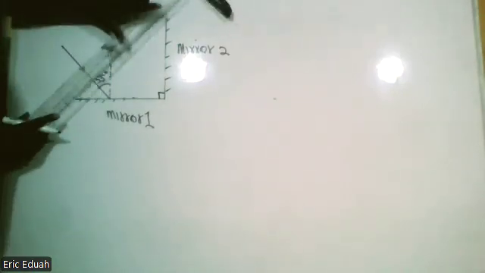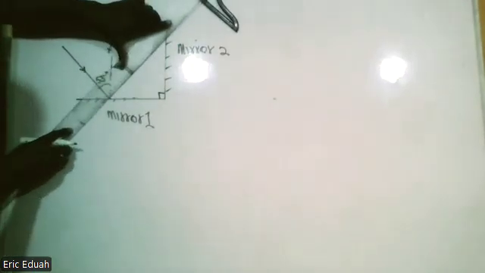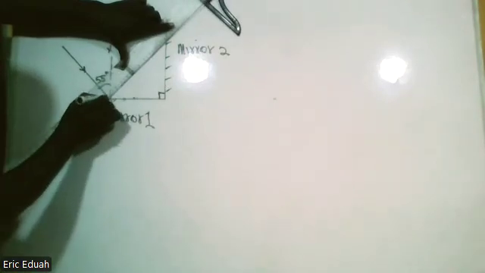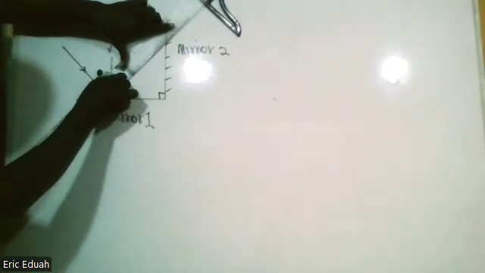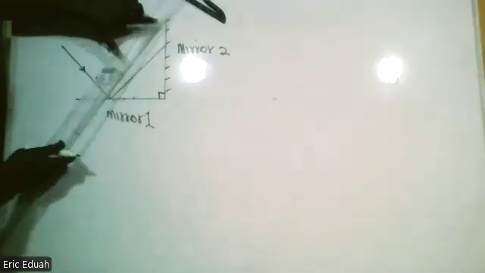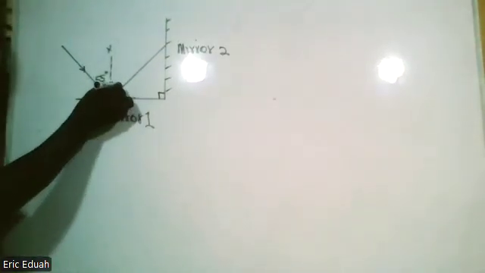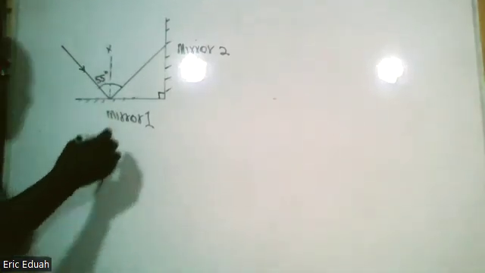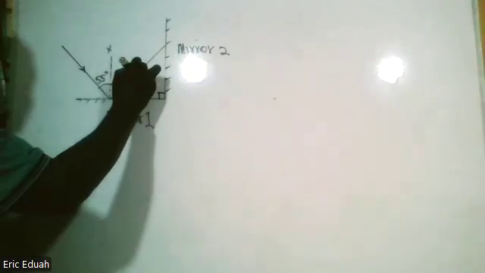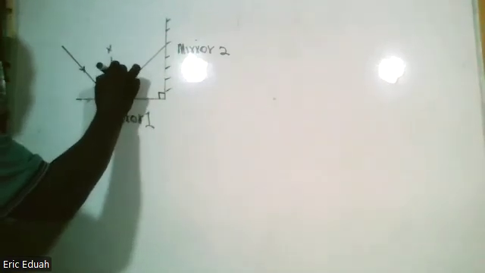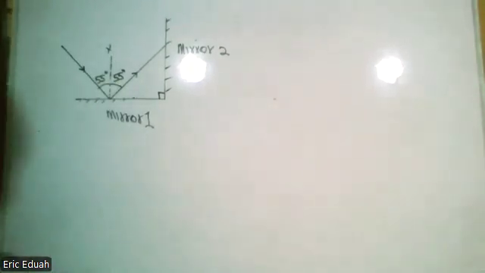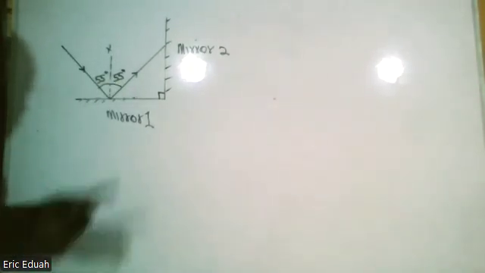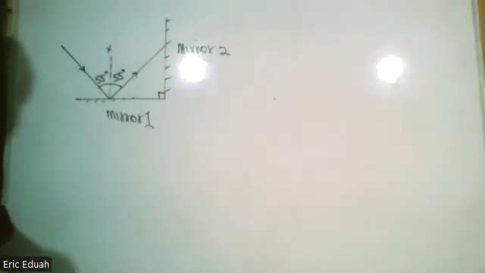Now, when a light ray is incident on a surface, it must reflect. So this is the reflected ray. It will reflect at the same angle because angle of incidence equals angle of reflection. So 55 degrees. Are you okay so far with what I've drawn?